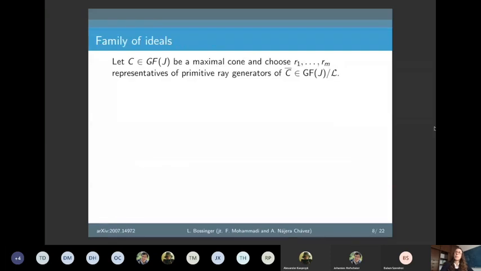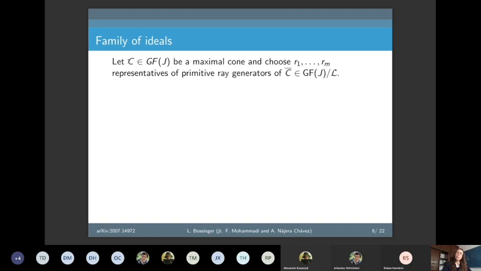So what we do now is we take one of those maximal cones in the Gröbner fan, and we're going to define a flat family associated to that fan that incorporates all kinds of degenerations that we find along faces of this fan. So in order to do that, I fix my cone C, and I choose primitive ray generators, or more precisely, representatives of primitive ray generators of C in the quotient. So this is just a little technicality.